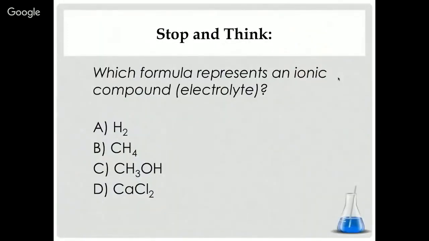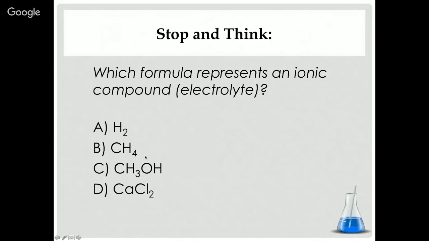So let's stop and think for a moment. Which formula represents an ionic compound, an electrolyte? Okay, so choice A is going to be covalent. We have nonmetal and nonmetal. Choice B is also covalent, nonmetal and nonmetal.